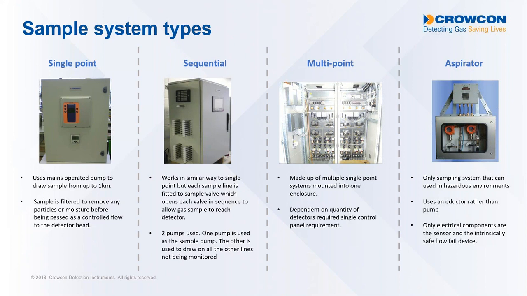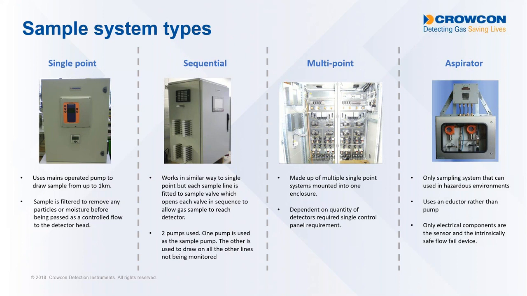This is effectively going to be using a mains operated pump in order to draw the sample away from the location, up to 1 kilometer away, into this enclosure where we keep the controller, the detector and the sensor, all contained within this one enclosure type. The sample that is fed down this single point can, if required, be filtered to remove any particles or moisture before it's passed on at a controlled flow to the detector head. Quite often, one of the reasons that we're looking to supply a sample unit is because of a particularly hazardous area or a particularly contaminated area, which is going to be pulling through not just a gas sample, but some contaminants in that environment as well.